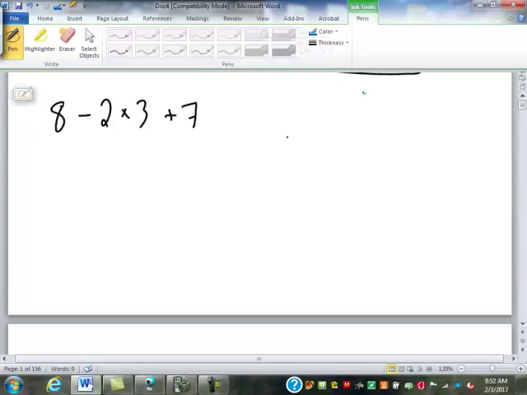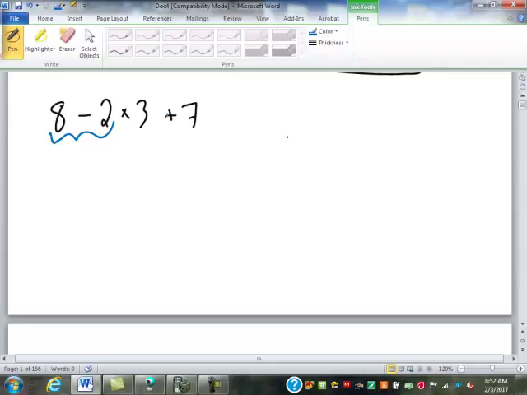Where we have more than one thing going on. When you look at a problem like that, there are a lot of different ways you can interpret it. You could think of, oh, well, maybe we'll just go left to right, like reading a book, and maybe do the 8 minus 2 first and just keep going. But that would not be correct.